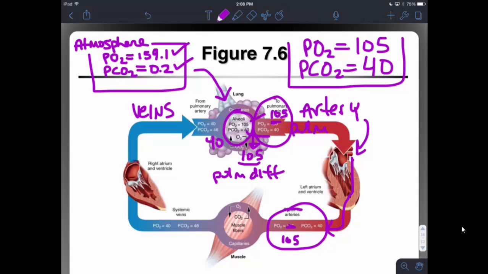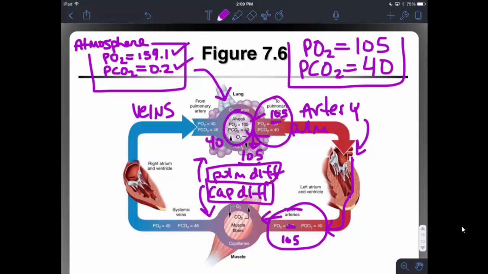Remember that all diffusion occurs among the tissues within the cells. So that's where we're going to see changes, when the blood enters the capillaries that go through the cells. And remember, up here is pulmonary diffusion, and down here is capillary diffusion.